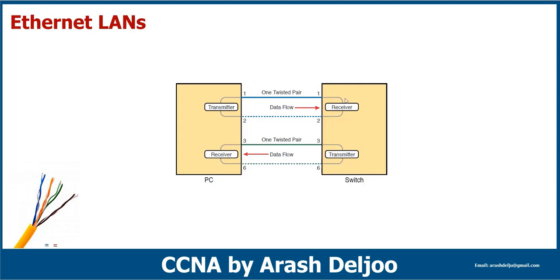Here in the switch we have the reverse scenario. Pins 1 and 2 are used for receive, and pins 3 and 6 are used for transmit. As you can see, again we have one closed circuit. Data flow can be forwarded from the transmitter to the receiver, and here we have the opposite direction for transmitting data from the switch to the PC.